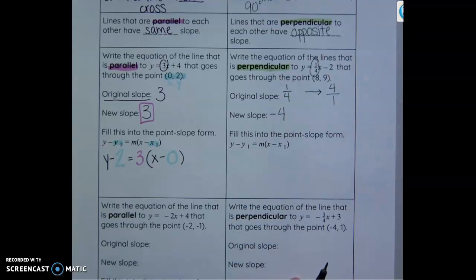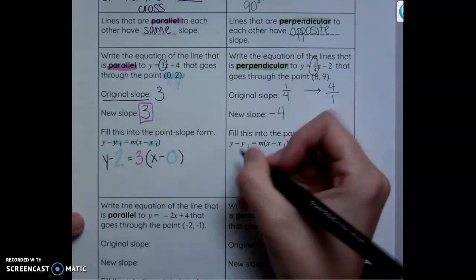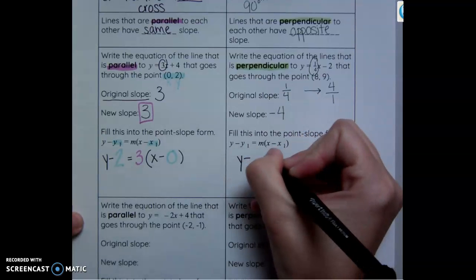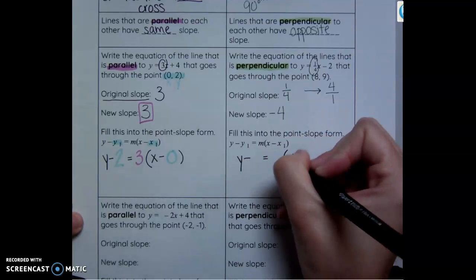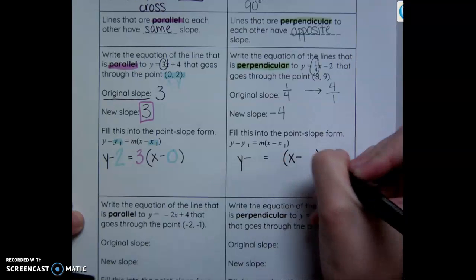Now we're going to fill those into the point slope form. So just like before, I'm going to use my black for things that don't change. So it's y minus blankety equals slope, parentheses, x minus blankety, close parentheses.